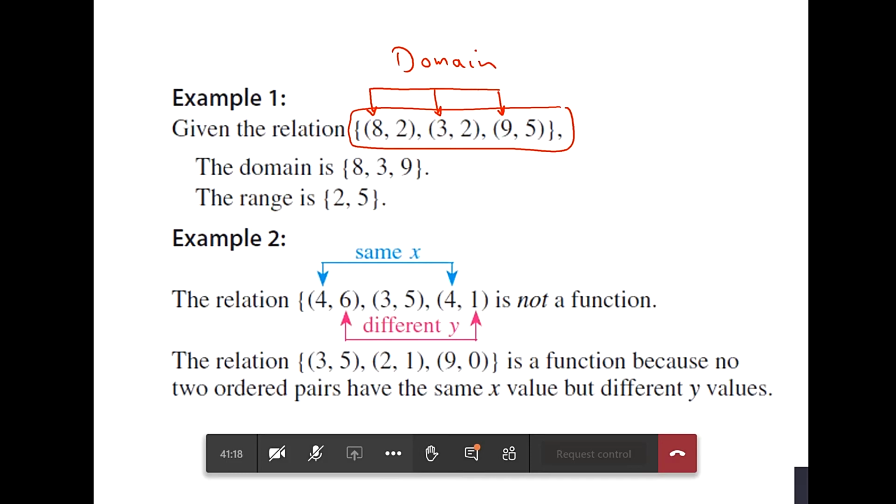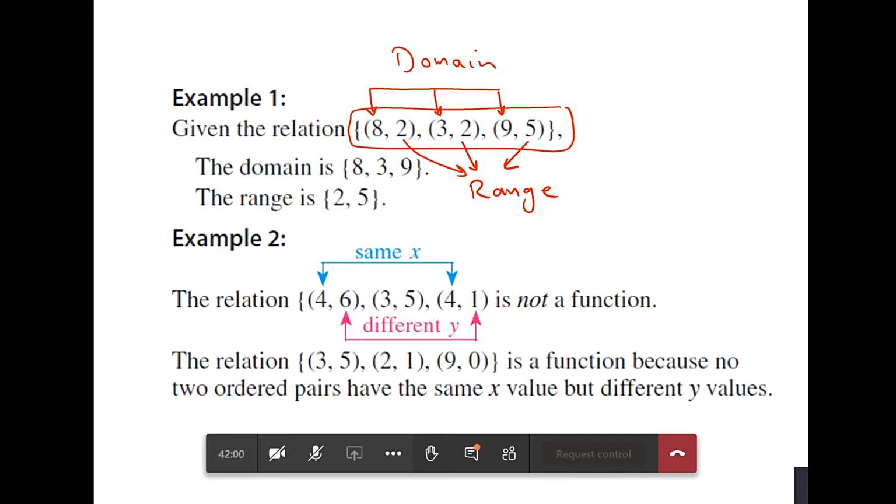الدومين عادة اللي هو أول عدد من كل relation. Okay, اللي هو 8, 3 and 9. And what's the range? Range اللي هو this one. Now we have 2. So write 1 2. يعني إذا تكررت 2 ما هو نفس الرينج في النهاية. هي نفس القيمة. فبنكتبها 2 and 5. Okay. This is the relation and how can find the domain from the relation and the range.